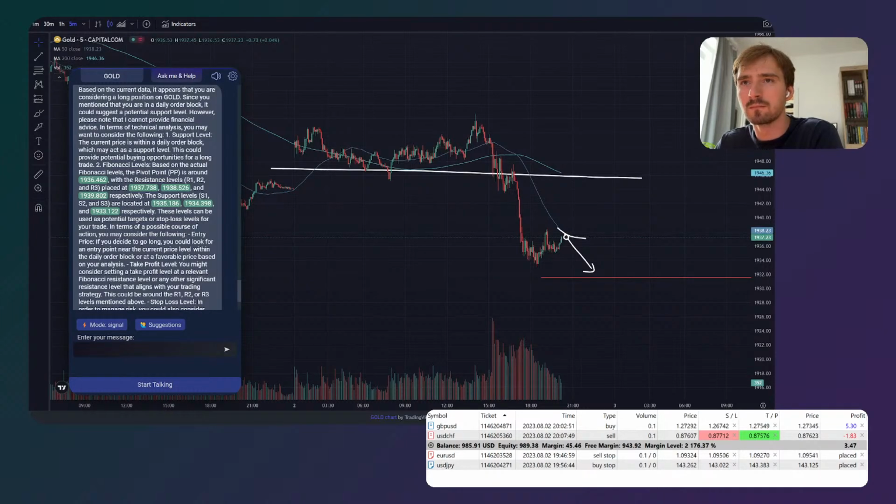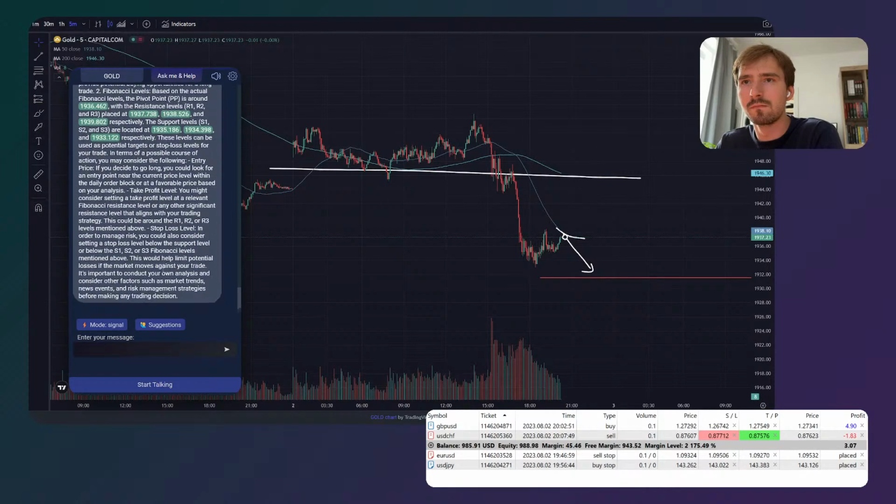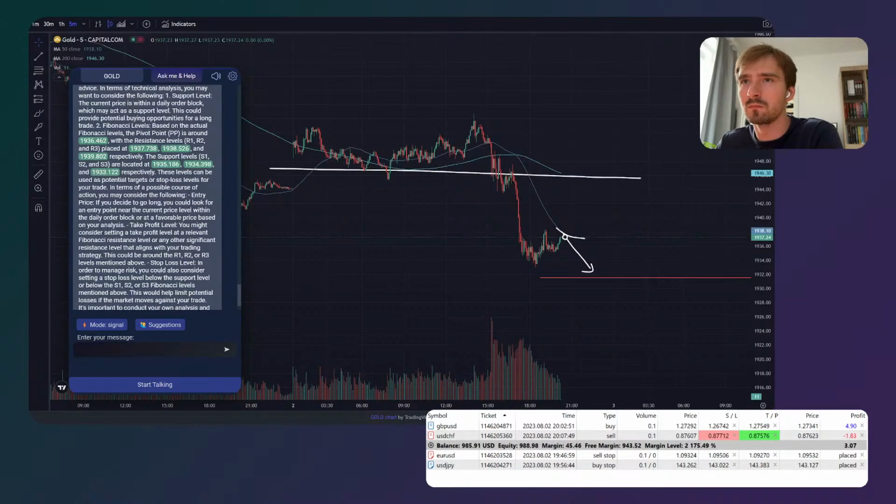In terms of a possible course of action, you may consider the following. Entry price. If you decide to go long, you could look for an entry point near the current price level within the daily order block or at a favorable price based on your analysis. Take profit level. You might consider setting a take profit level at a relevant Fibonacci resistance level or any.